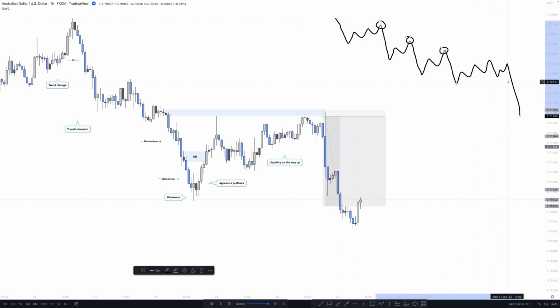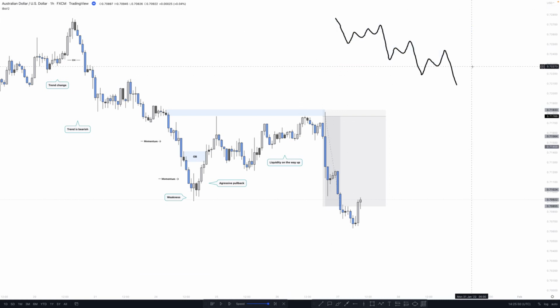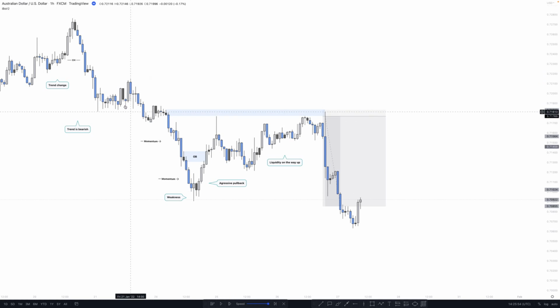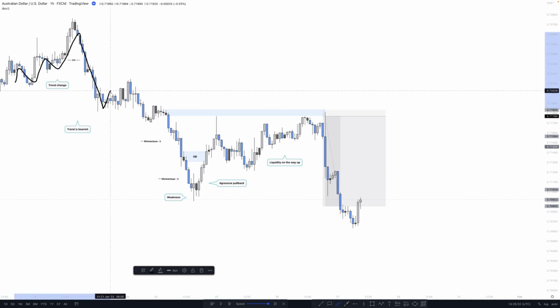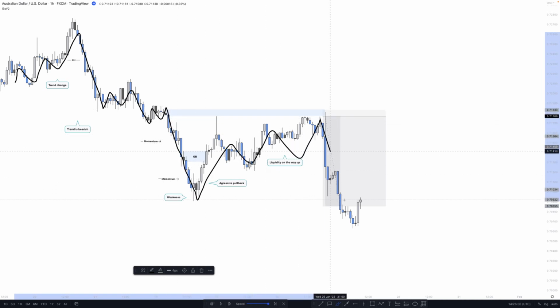So as you guys can see, this was basically it. It was a beautiful example of how this pair moves, and we want to take advantage of it. So as you guys can see, we have this pullback, lower low, pullback, lower low, pullback, lower low.